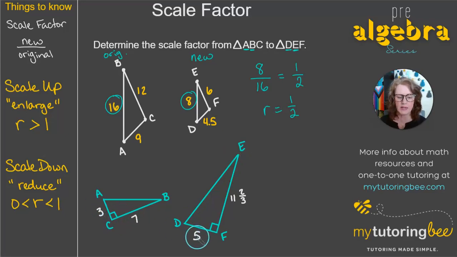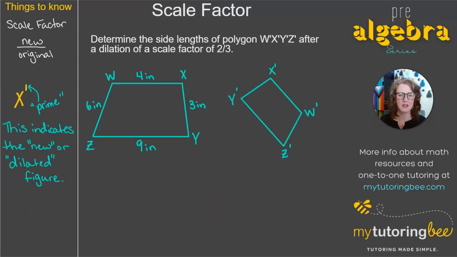So I'm going to go ahead and choose the 3 and the 5, so that shorter leg of this right triangle, simply because I don't want to have to deal with that fraction or that mixed number if I don't have to. So we're going to take the new side length over the old side length. We can't reduce this down at all. We are going to leave it as an improper fraction. So our scale factor is 5 over 3. Let's take a look at another problem.